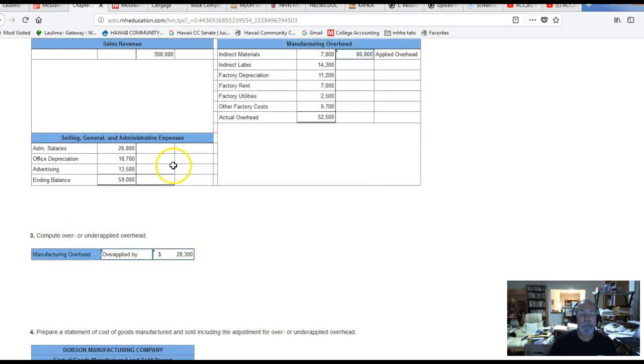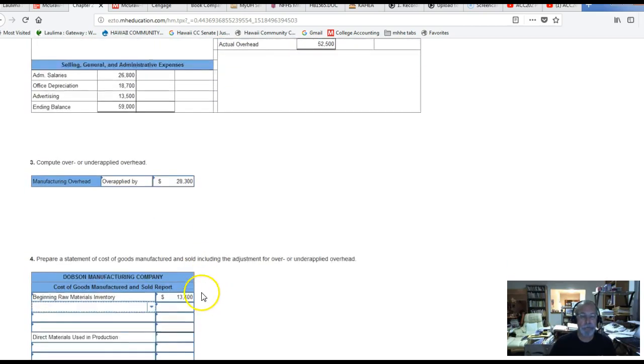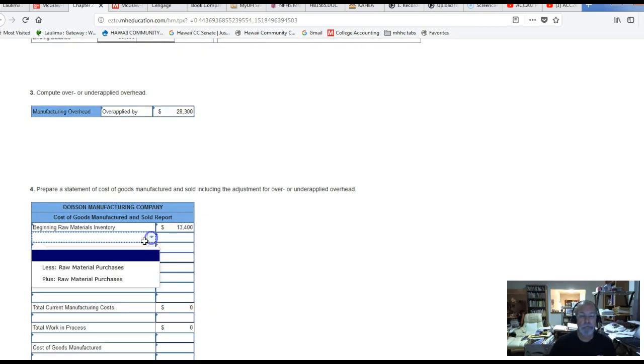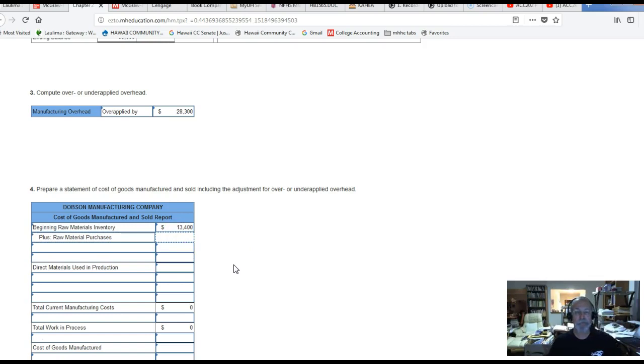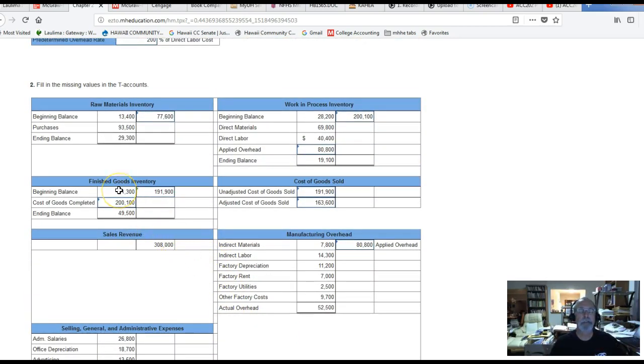And then, just as is shown in the T account, beginning balance plus purchases. So we need to show our purchases of raw materials, and that's always an addition. Since raw materials is an asset, we buy raw materials, we add it to that account, and that amount was 93.5.